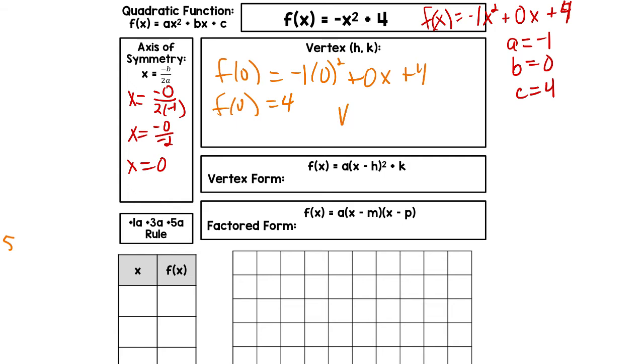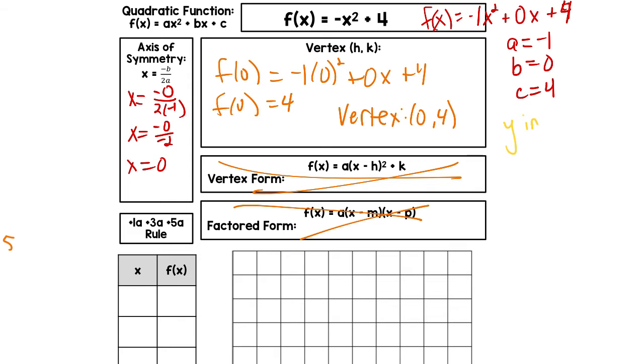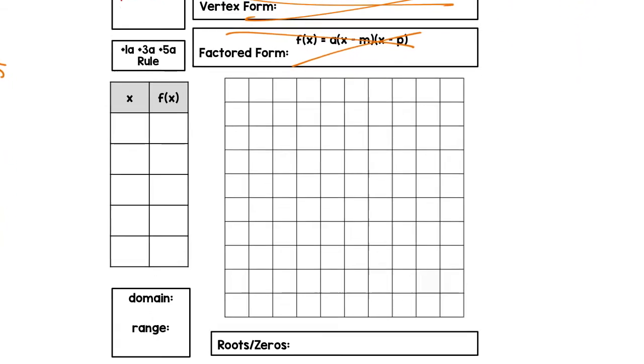So our vertex is going to be 0, 4. We don't care about these two. One thing I didn't forget to say, but we haven't said it yet: the y-intercept can always be found at C. So that's an easy point to find.